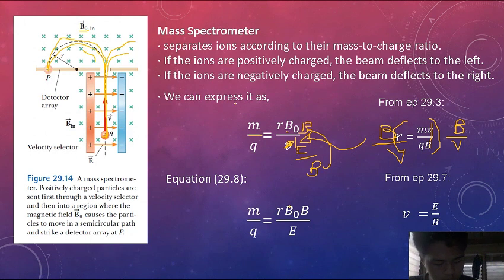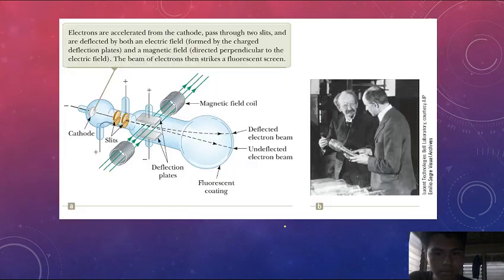So, we can determine m over q by measuring the radius of curvature and knowing the field magnitudes B, B sub 0, and E. A variation of this technique was used by J. J. Thomson in 1897 to measure the e over m, the charge-to-mass ratio of electrons.